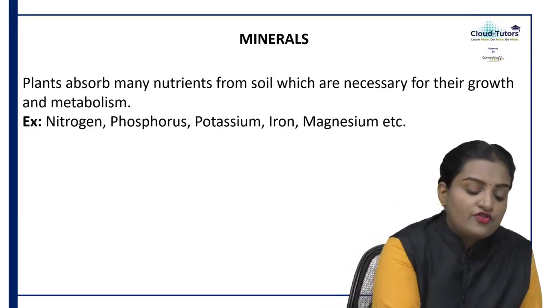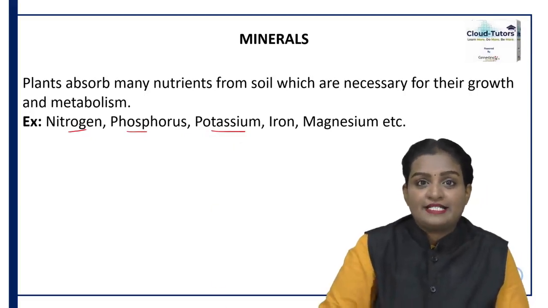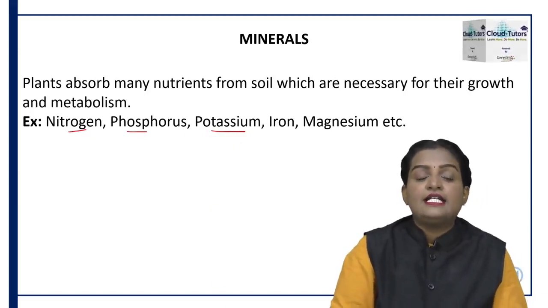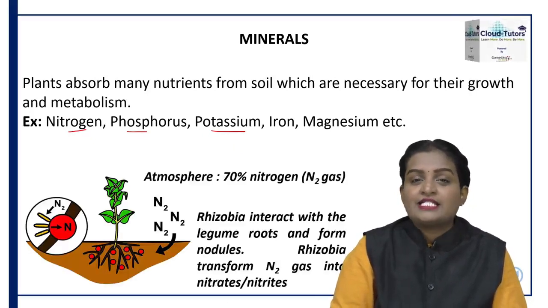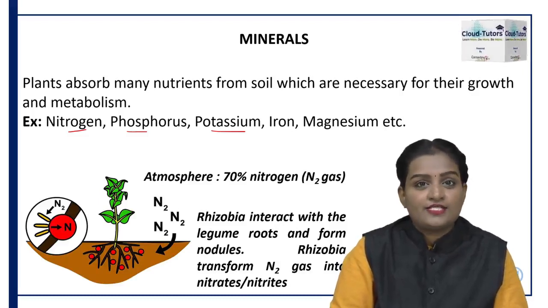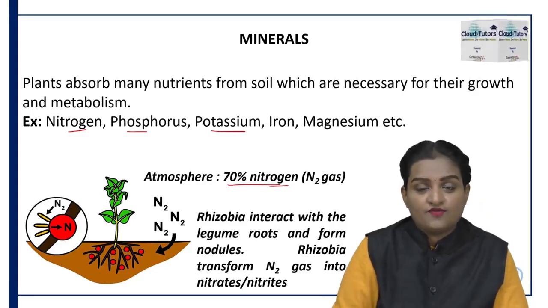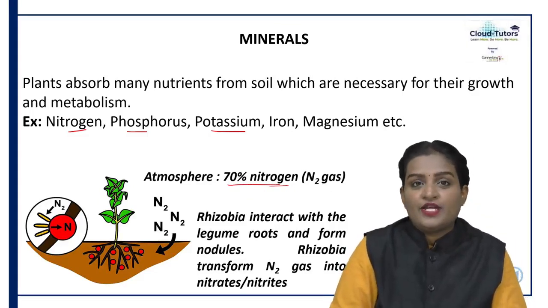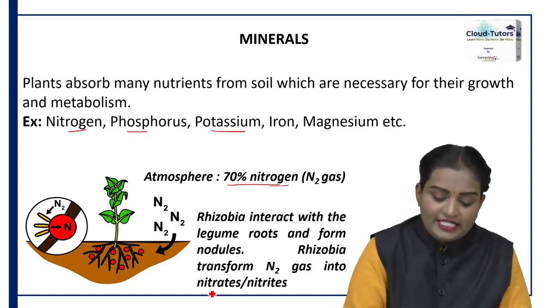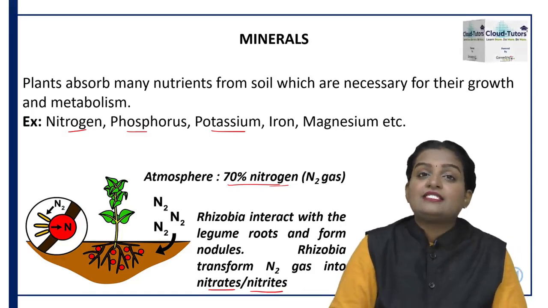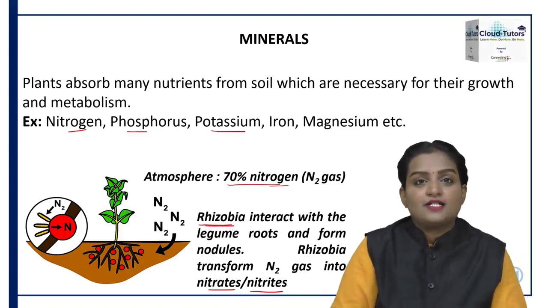In this, nitrogen, phosphorus and potassium are known as macro minerals or macronutrients because they are needed in larger amount. And nitrogen is fixed by a certain kind of microbes. One such example is rhizobium. Atmospheric nitrogen, even though it is 70% of air, plants can't take up nitrogen gas as it is. It has to be converted into absorbable form, that is either nitrates or nitrites. And this conversion is done by a soil bacteria known as rhizobium.